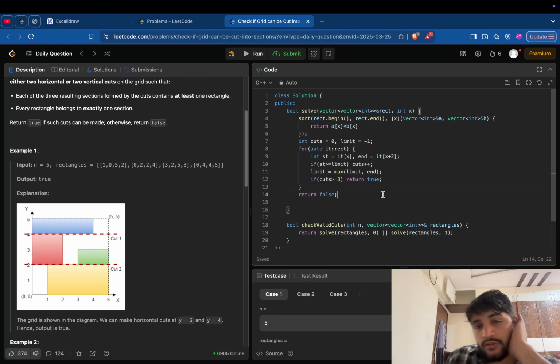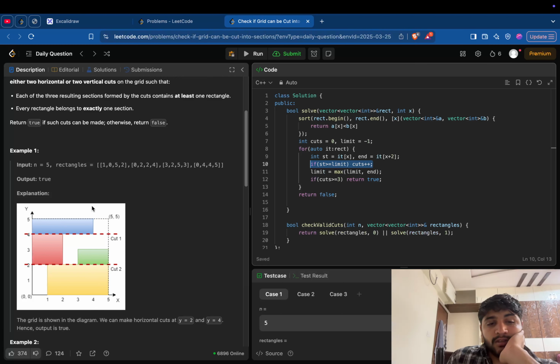Fine. So now, let's say we are making the cuts along the x-axis, we make a cut along this 2. After that the next rectangle comes. For this, start is 0 and end is 4. But the start is not greater than the limit, because the limit was updated last time, the limit is 2 now. Is the start greater than the limit? No, it's not. So a cut won't be made, only one cut is there, and the limit will now be 4.